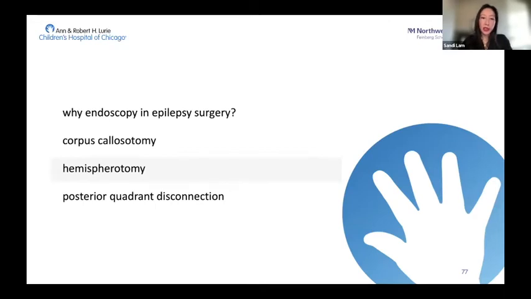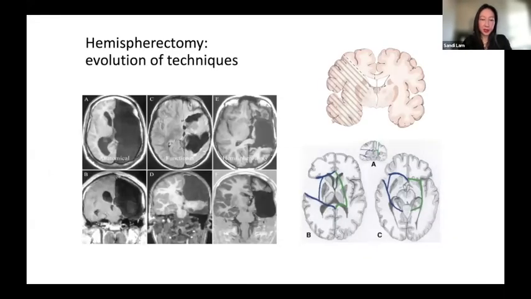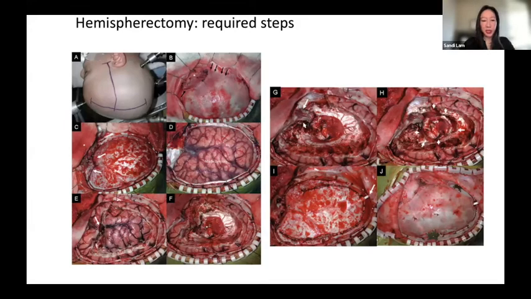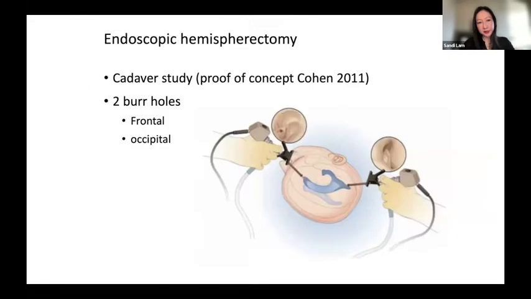So then can you bring that to hemispherotomy? And when you look at the evolution of hemispherotomy, at first really people took out all of the lobes. And then we realized that we really didn't need to do that. We really needed to make some very key cuts. And you can do that from a lateral approach or a vertical approach. Now, these are the required steps, right? So if you do it open, you actually have to get into the ventricle. You have to divide the corpus callosum, disconnect the mesial temporal structures, do a frontal basal disconnection, and cut through your corona radiata.